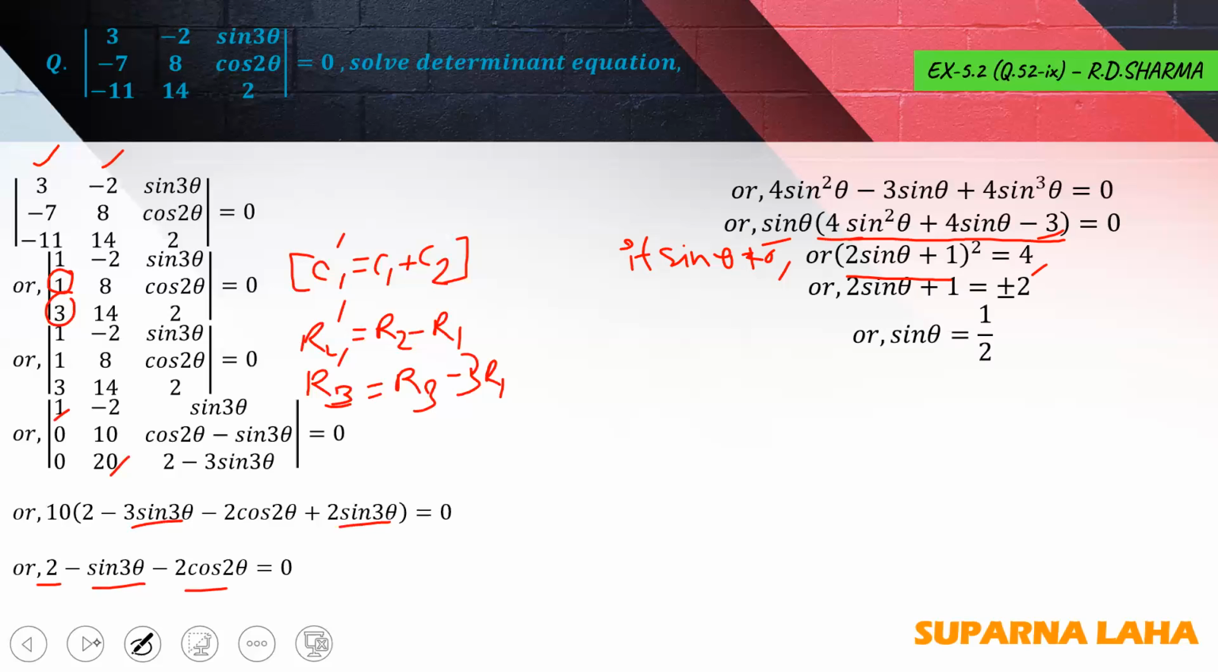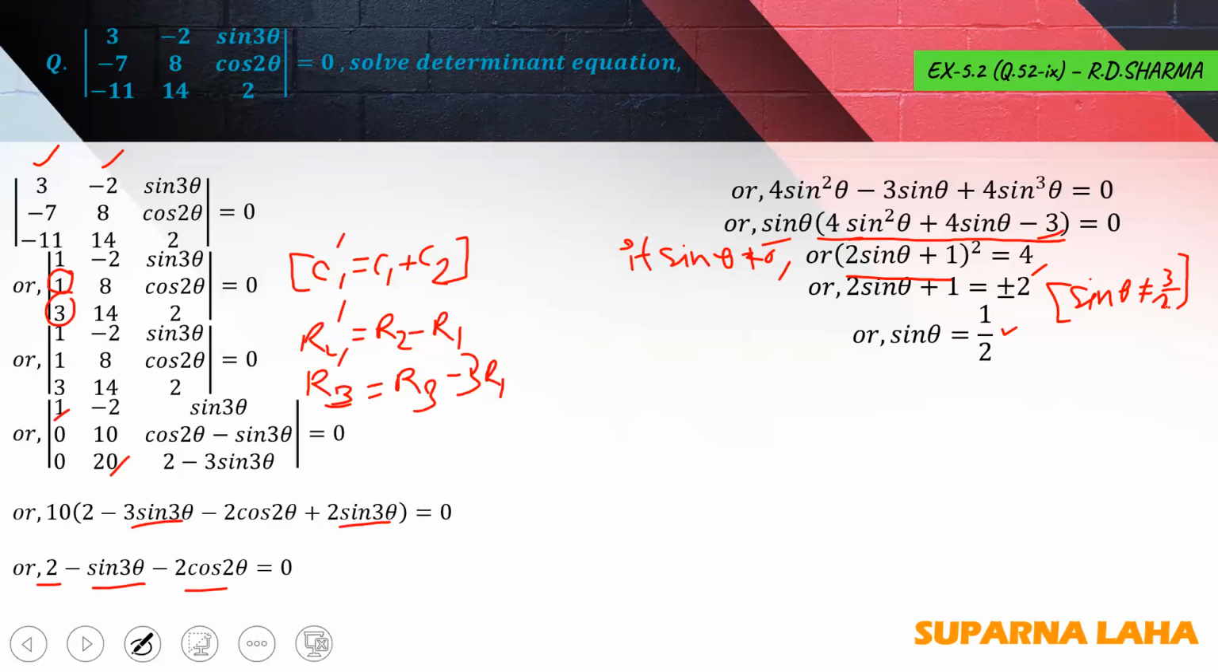Since this is equal to 4, so 2 sin theta plus 1 is plus minus 2. Now 2 values will arise. One is minus 3 by 2, which is greater than 1 in magnitude, so we will not take this value. So here I am taking only the other value. So write it down here also that sin theta is never equal to 3 by 2.